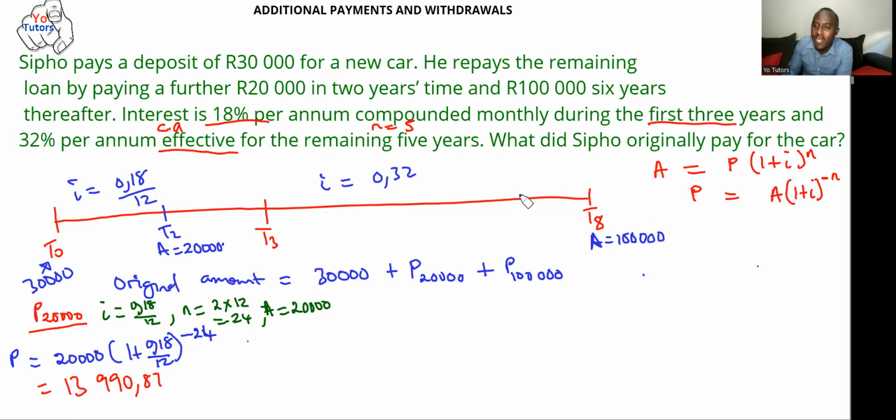Okay, now what about the 100,000? Now we want the principal for the 100,000. Here we need to find the principal first for the 5 years. Yes, it's going to be for 5 years here, because we need the principal for 5 years here.